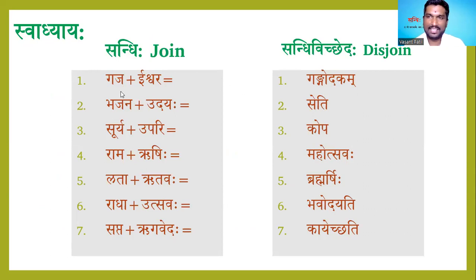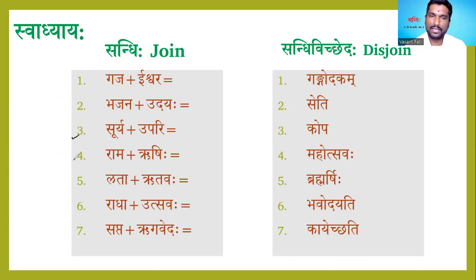I will read the examples. You have to write the answers in the chat box, so that I will understand you have understood sandhi properly. Gaja plus Ishwara. Gaja means elephant. Gajeshwaraha, one I will tell. Bhajana plus Udayah. Surya plus Upari. I will just mark it.